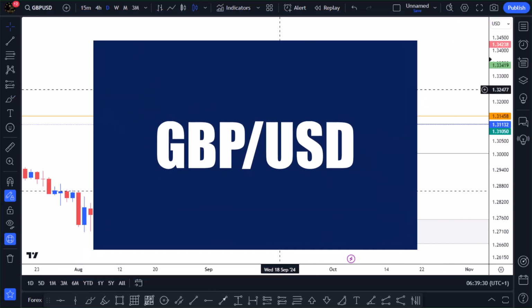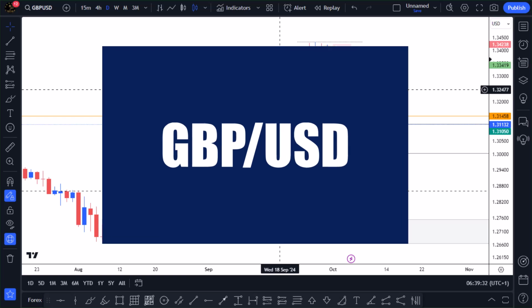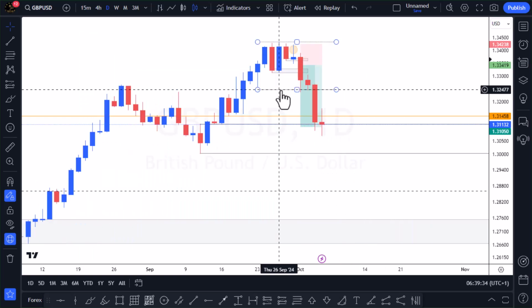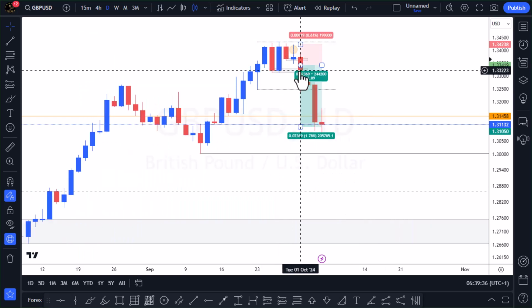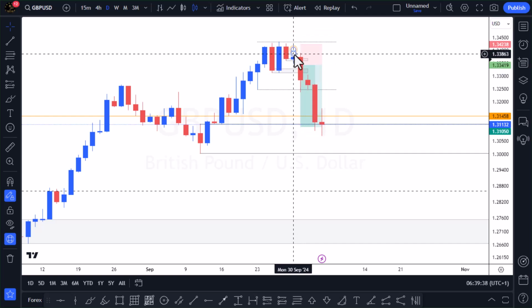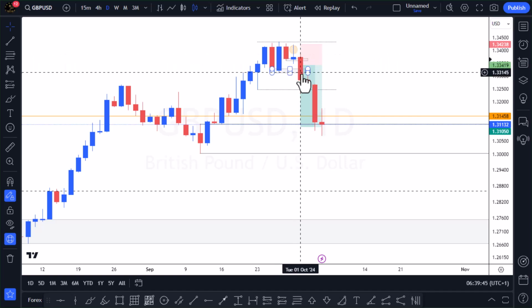The next currency pair in this weekly forex forecast is the British pound sterling paired against the USD. This was what we did on this currency pair this week. We shorted this currency pair from the price of 1.33879. You can see the massive profit return on this trade.